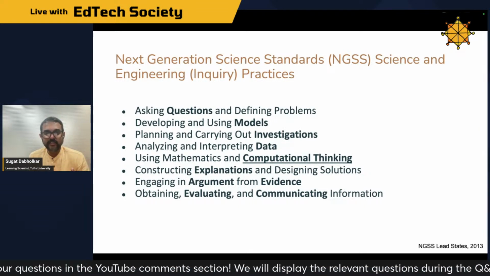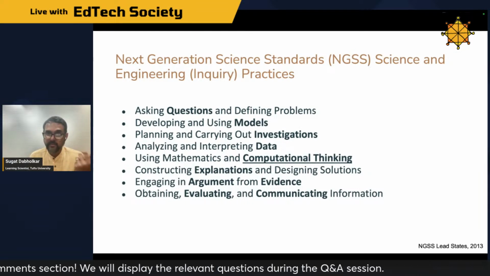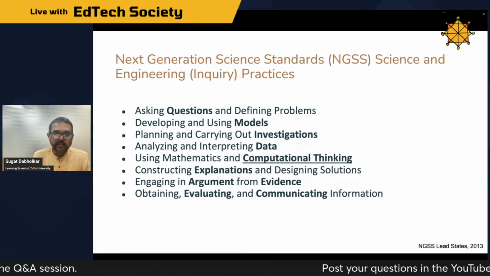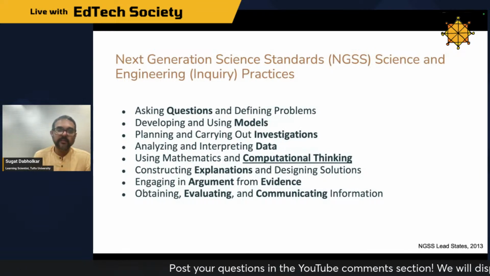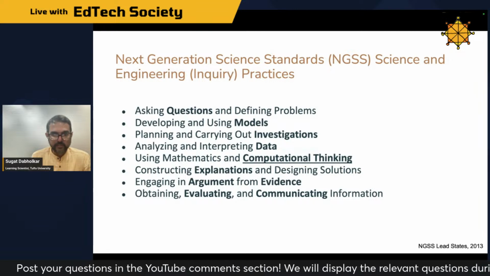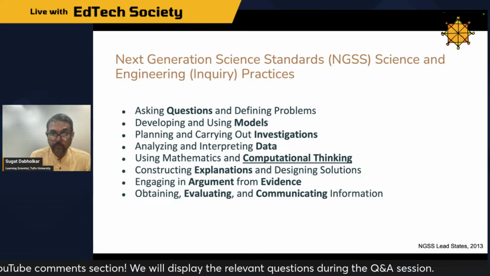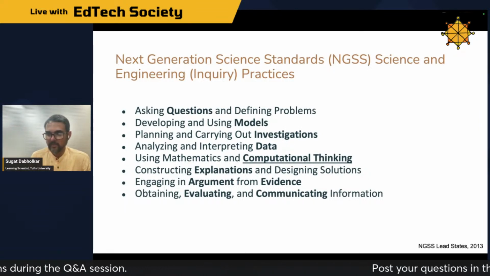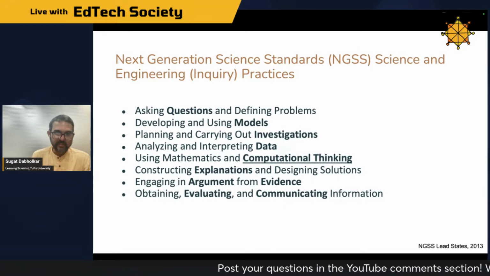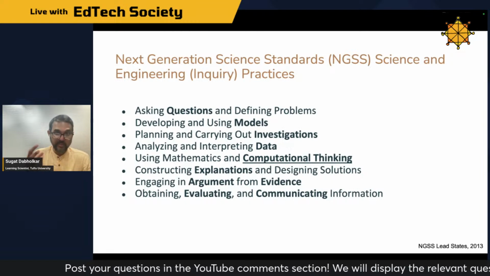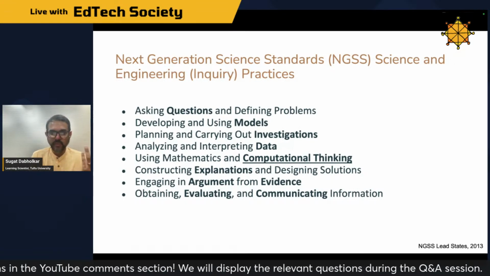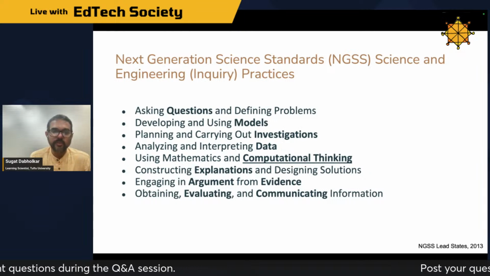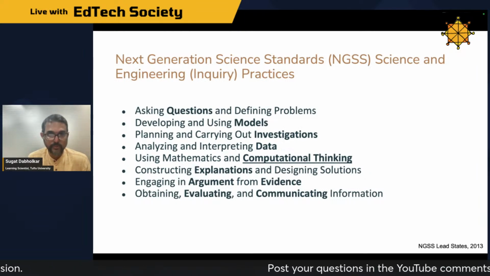So what it means to ask interesting questions or define important engineering design problems, developing and using models, performing investigations, doing data analysis, doing mathematical and computational thinking, and we'll talk more about computational thinking, then constructing explanations, engaging in argument from evidence, right? So if I want to decide whether a specific bridge to be built or a specific flyover is to be built, what is the evidence that I have that it will reduce traffic load and so on? Or if I am proposing an idea that this mouse has a mutation and that mutation will spread in the population, on what basis I'm making that argument, etc. And then evaluating and communicating information is also very important.